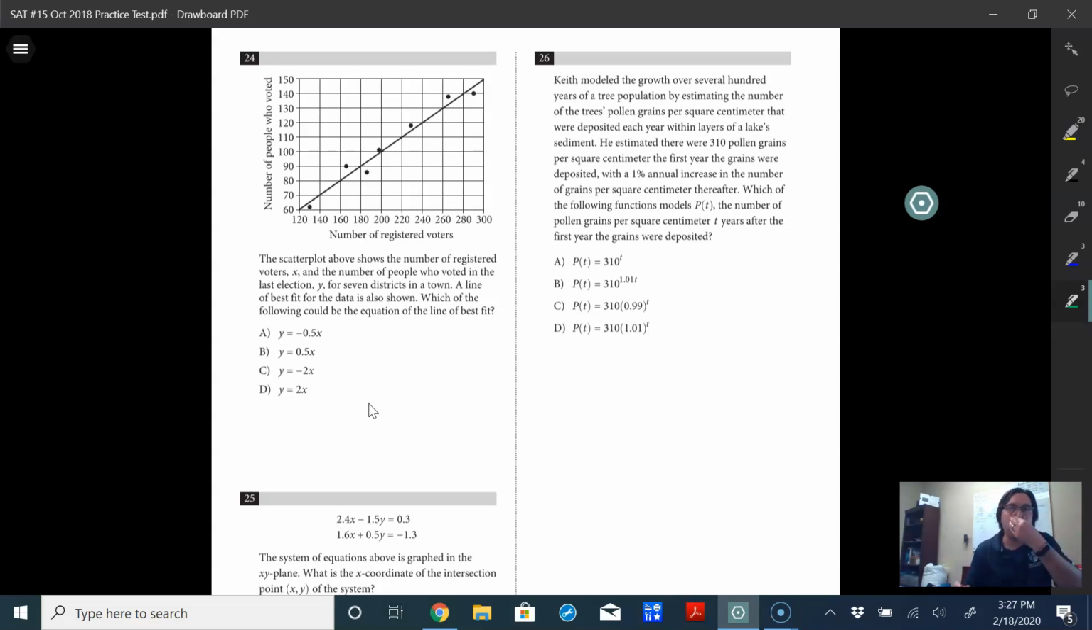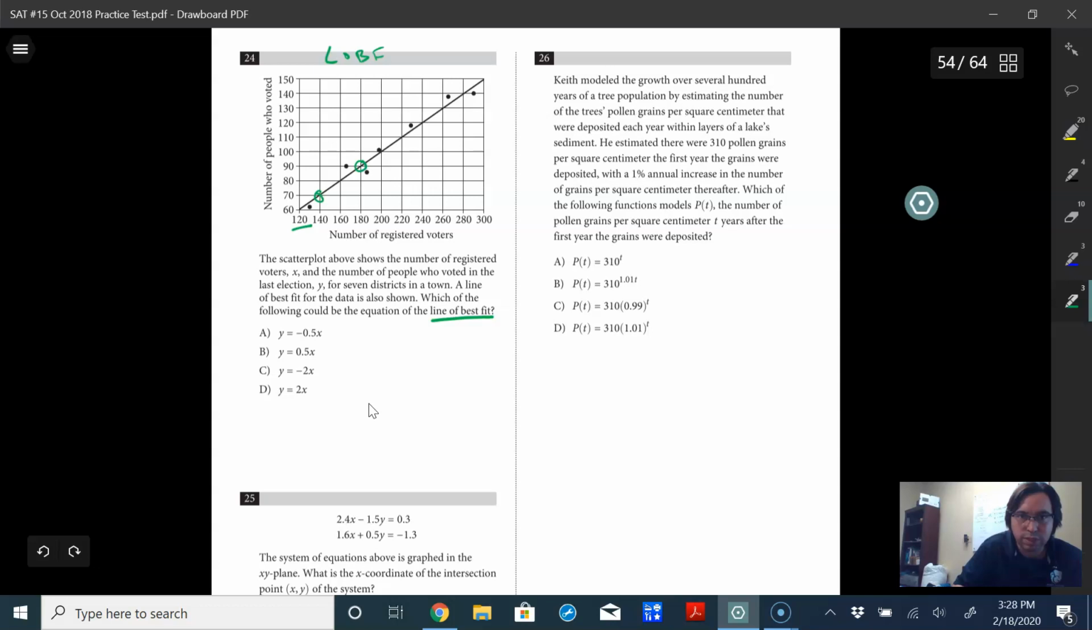Okay, so let's look at 24. We have a scatter plot, or line of best fit, presented to us. And it's asking us basically which of the following could be the equation of the line of best fit. Double check, there is no 0 there, so there's no intercept for us to figure out. The best thing we could try to do is just pick 2 points and try to find the slope of this thing. So let's pick this point and this point.